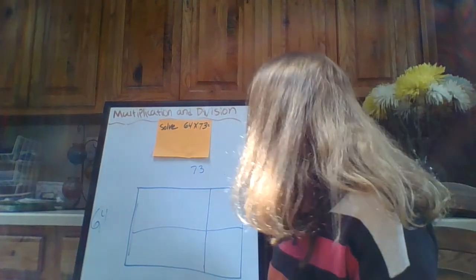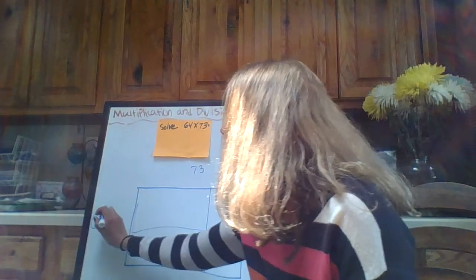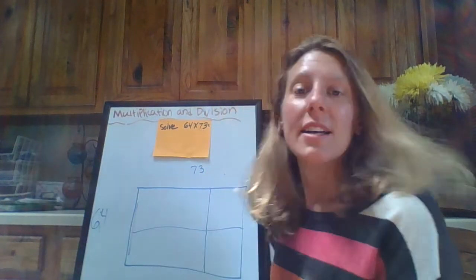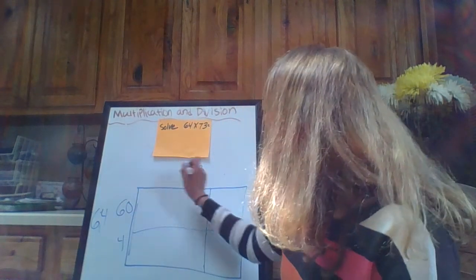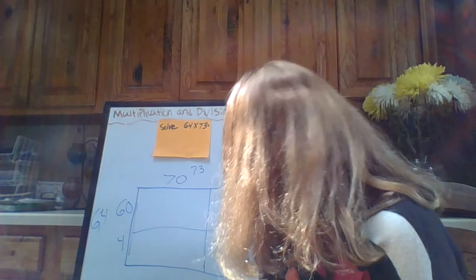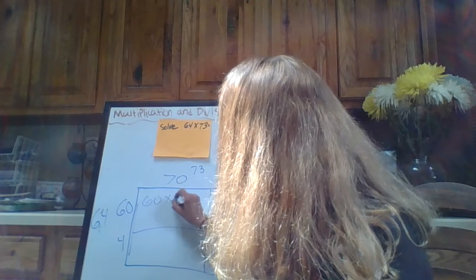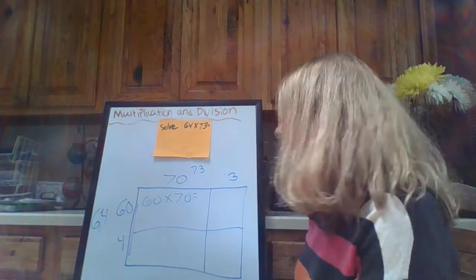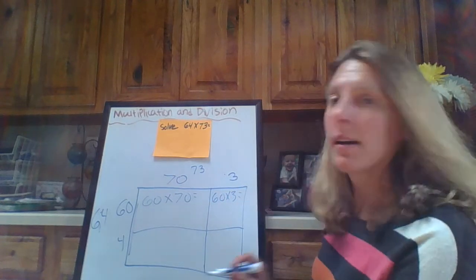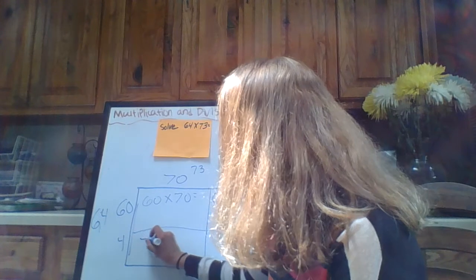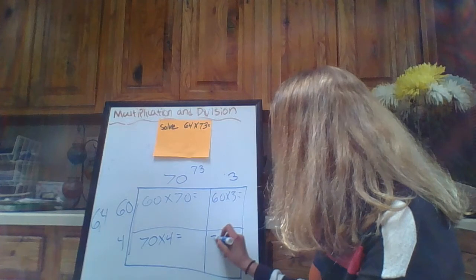Okay, so now I'm going to break apart my numbers. You guys have helped. You have to go now, okay? So 64, we can break that apart into 60 and 4. And then 73 is 70 and 3. And I'll write my equations. 60 times 70 equals blank. 60 times 3 equals blank. And then we have 4 times 70, or 70 times 4. Okay, and then 3 times 4.